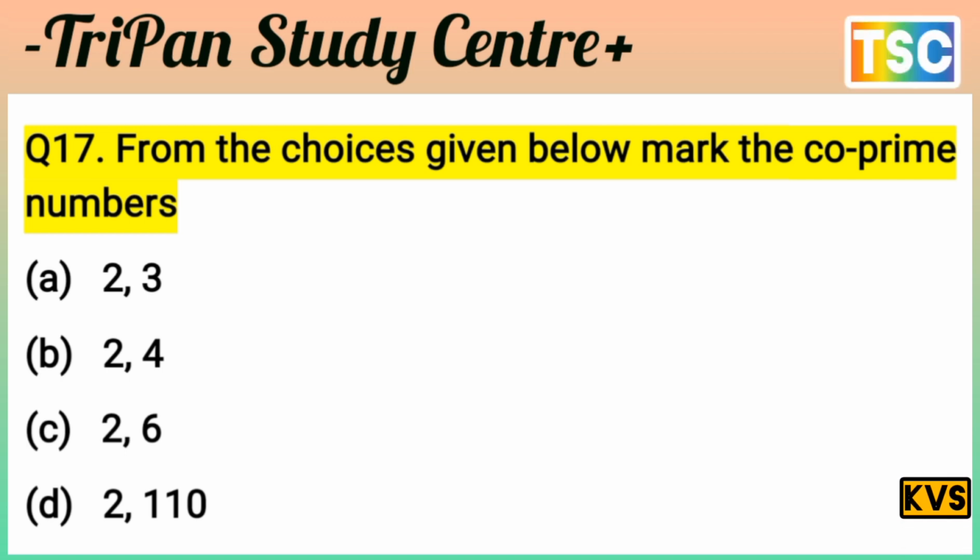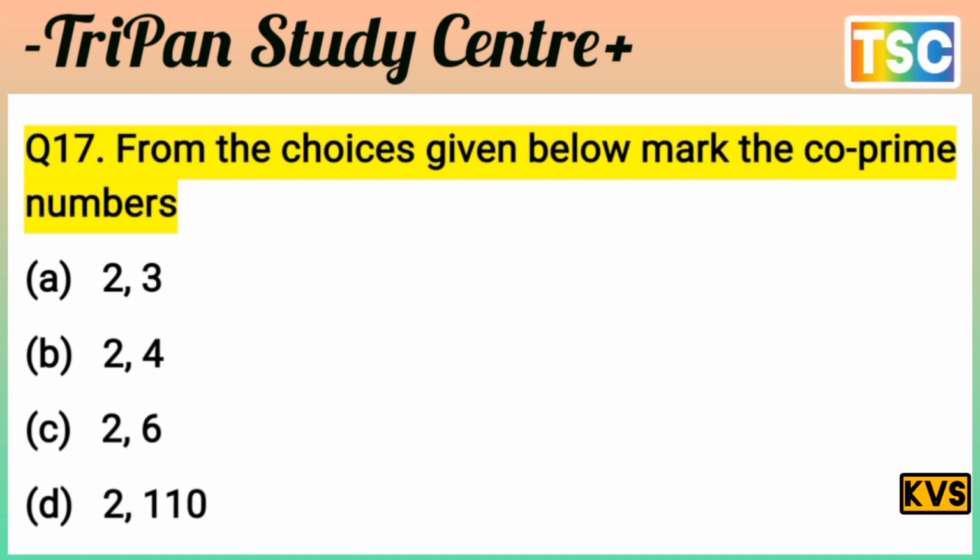But first of all, choose your answer. I give you a few seconds to note your option in your notebook. You must have a thought of your answer. Let's see what the answer for this question is. You know that the question is clear here. From the choices given below, mark the co-prime numbers.